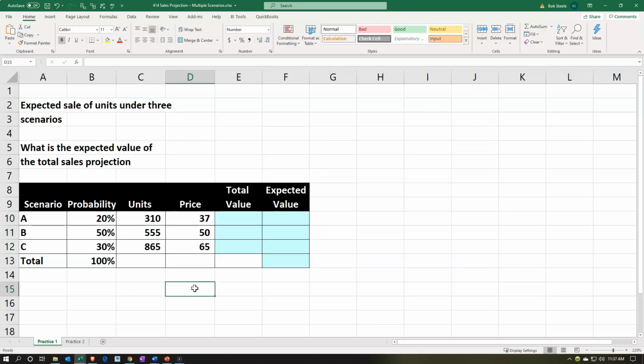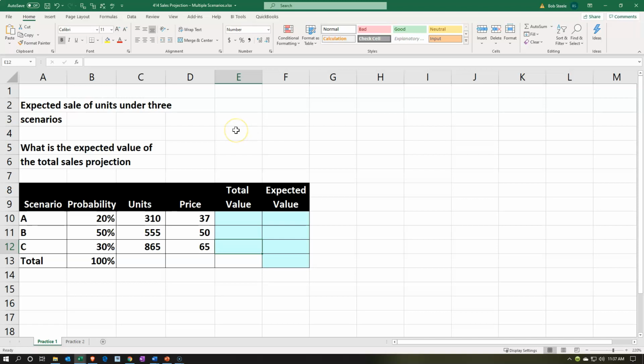Here we are in Excel. We have our information up top, and in the white area down below, we're going to do our calculations in the blue area. What we're going to have is three different scenarios, and we're going to try to get to our expected sales number under these three different scenarios. If we're trying to project into the future, this is one way that we can use if we have different scenarios to get to a bottom line number for our projection.